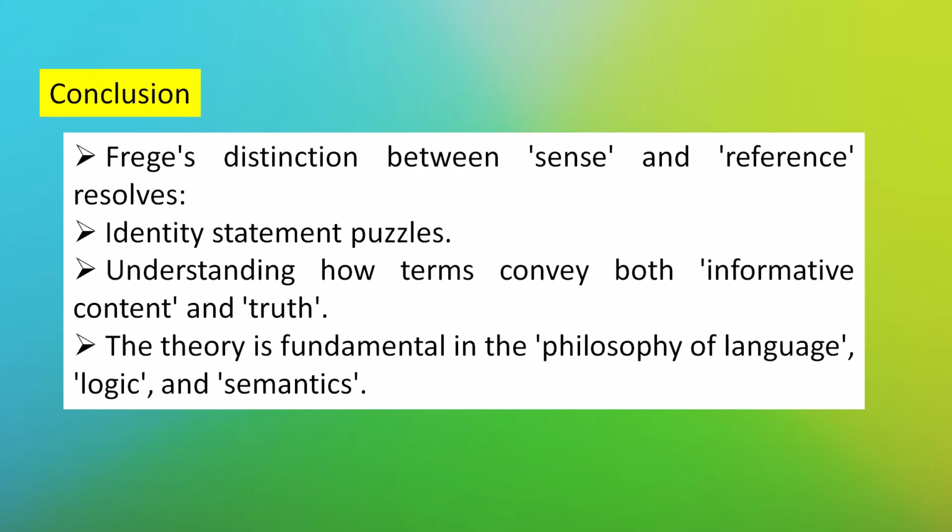Let's conclude. This important distinction that Frege made between sense and reference provides a solution to several puzzles about language and meaning. By separating the way terms present their reference from the object they refer to, Frege offered a very subtle account of how language connects with both thought and reality. His theory continues to influence contemporary discussions in philosophy of language, logic, and semantics, especially in the analysis of meaning, identity, and truth.